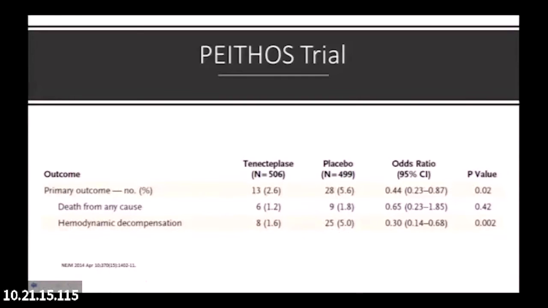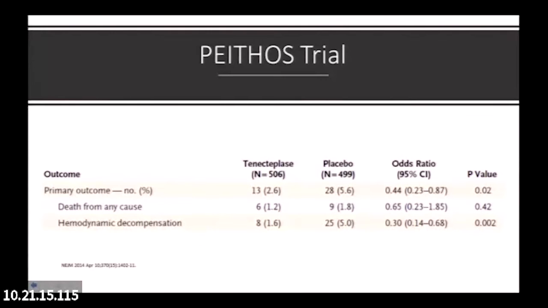Then in 2014, in Europe, the researchers started a trial called the PEITHOS trial. They wanted to figure out if TNK, tenecteplase, has a benefit in submassive PE. They designed the trial using half dose TNK in submassive PE, compared with heparin only. What they found is there is no mortality benefit between those two groups.